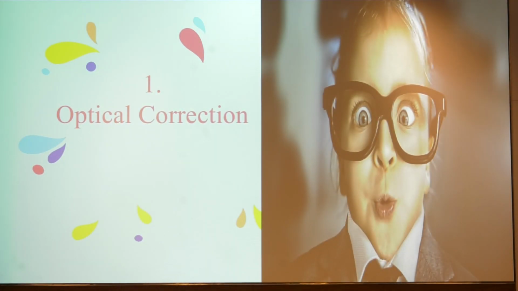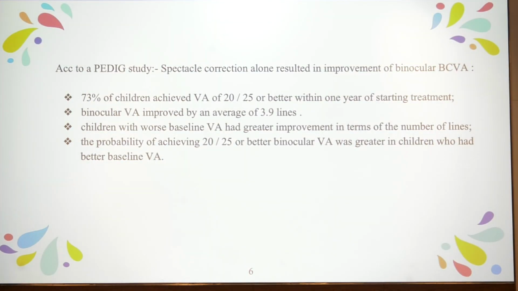Now, optical correction is the key to management of amblyopia. In all cases, full optical correction should be given to all kids. According to PEDIG studies, spectacle correction alone has resulted in improvement of binocular visual acuity. 73% of children achieved a visual acuity of 6/9 or better within 1 year of starting treatment. Binocular visual acuity improved by an average of 3.9 lines, and children with worse visual acuity at baseline had greater improvement in the number of lines.